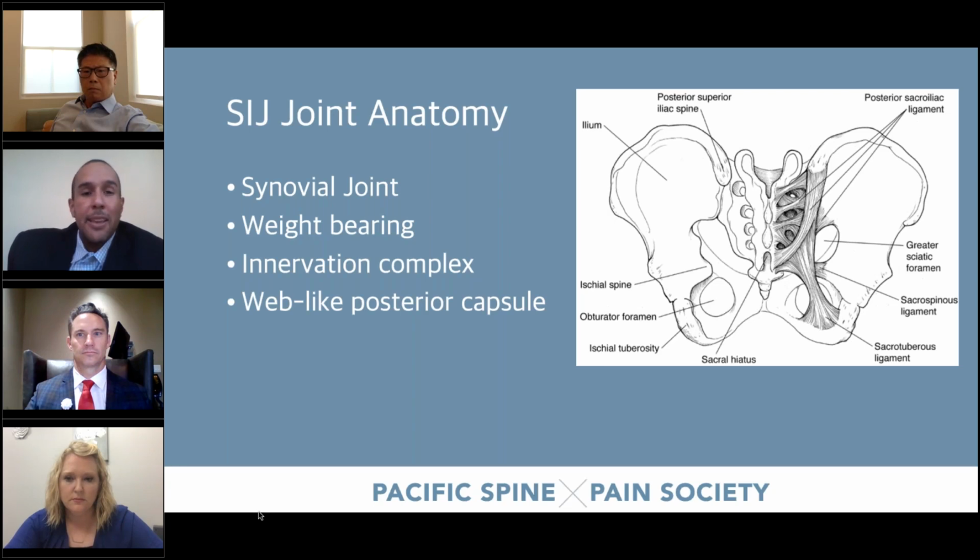And that is something you have to think of when you're doing your algorithm for patients, of what type of treatment to do next, or when you should send them for possible surgical intervention. So, next slide.